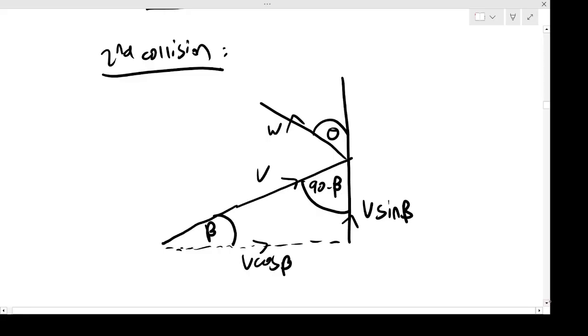Hopefully happy with that. So these are my components before. Then if I resolve here, we're going to go across then up like that. So this is going to be w cos theta and w sine theta, like that.